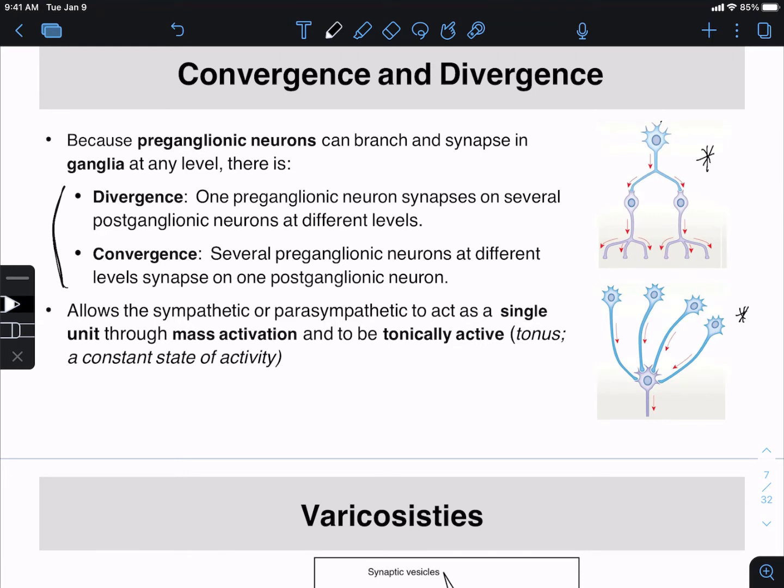It allows for the sympathetic or parasympathetic nervous system to act, for example, as a single unit through mass activation, this one in particular. So if you have an input coming from the central nervous system, like so, and it synapses in the ganglion to several neurons, we can get mass activation of multiple structures responding appropriately to the situation.